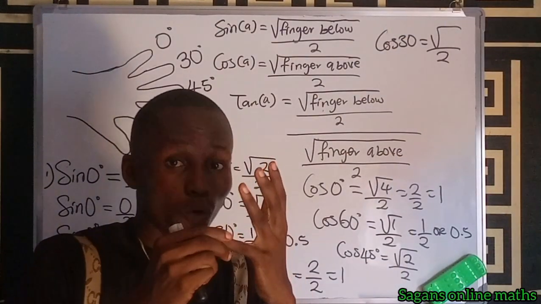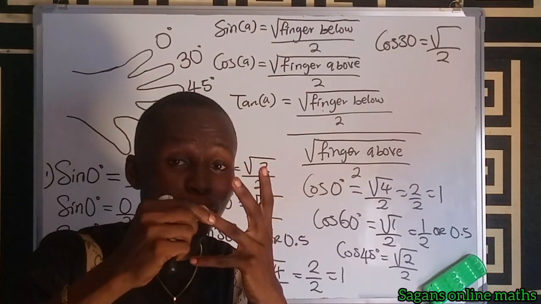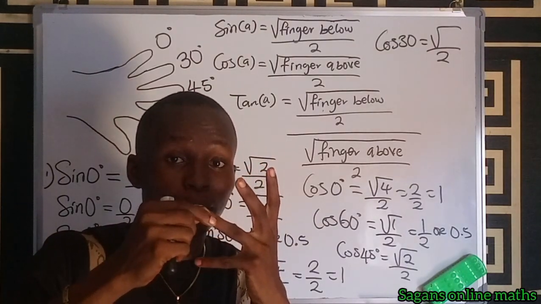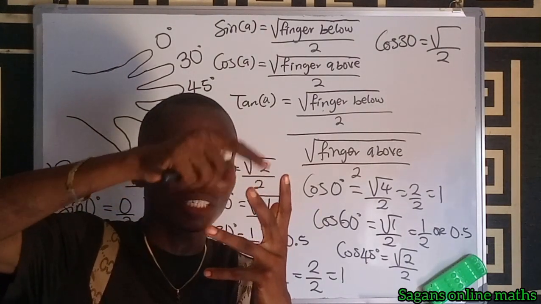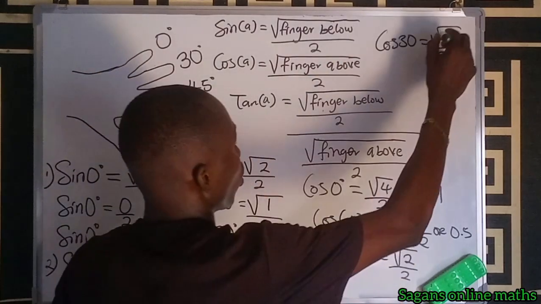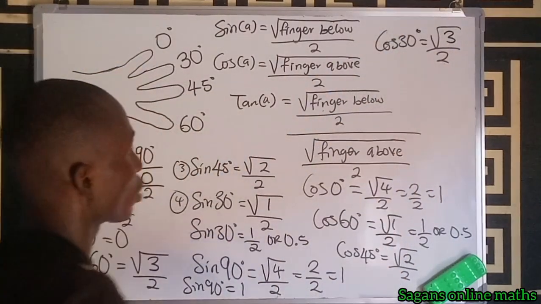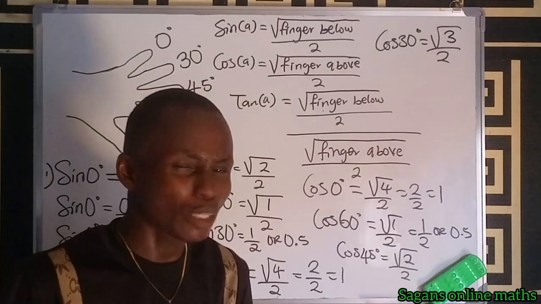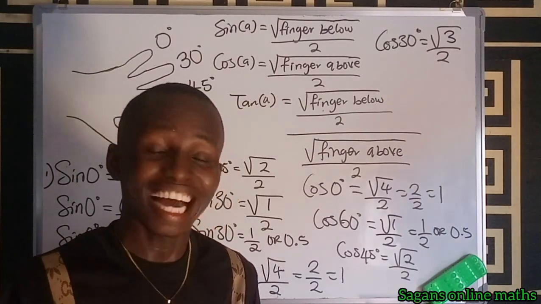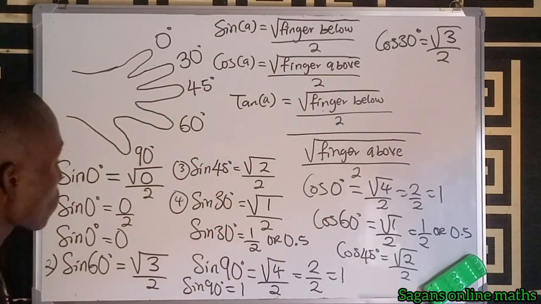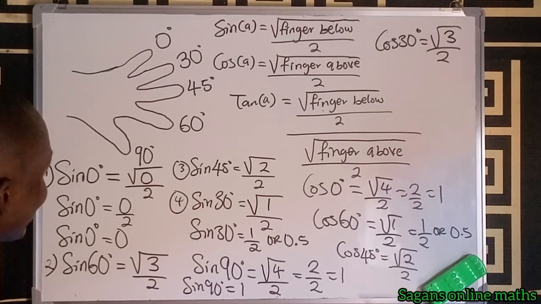Now, this is 0 degree, 30 degree. And remember that cos simply means the number of fingers above, divided by 2. Look at above. Above is 1, 2, 3. So cos 30 degree is equal to root 3 divided by 2 in short form. This is pocket news. I love this. Now let's see our 90 degree, right?